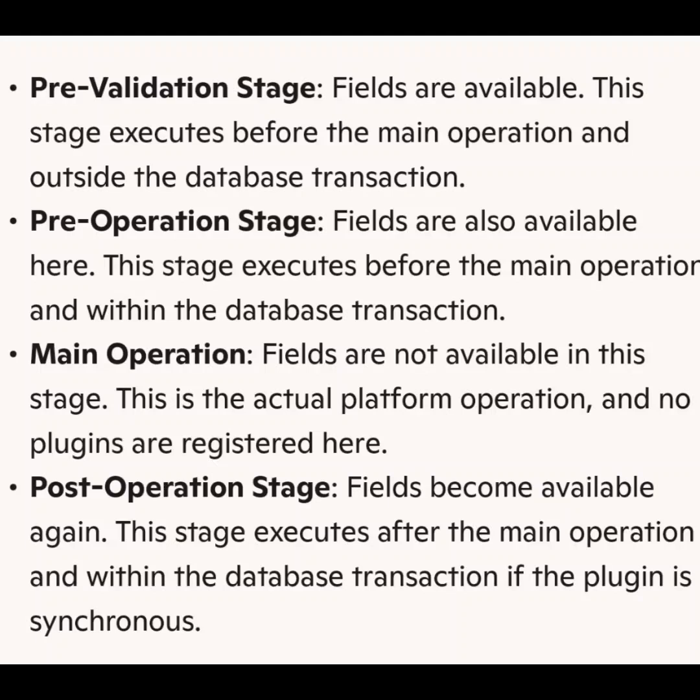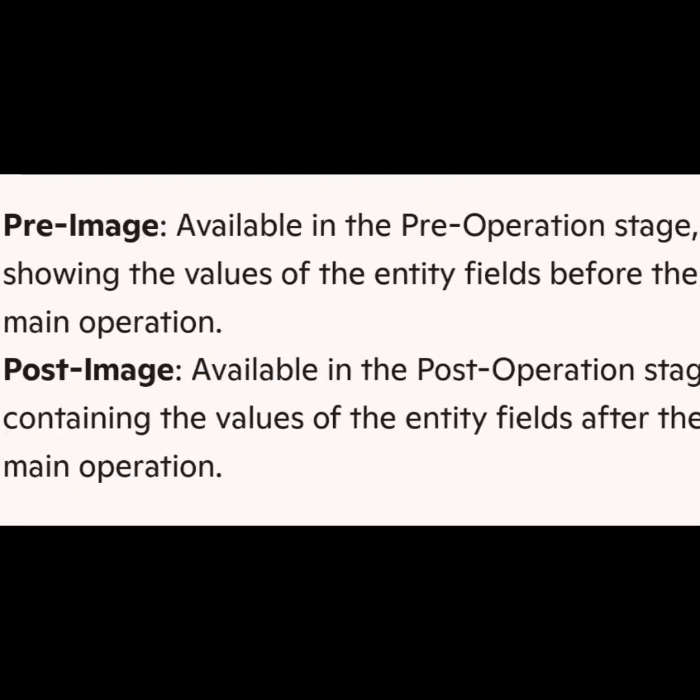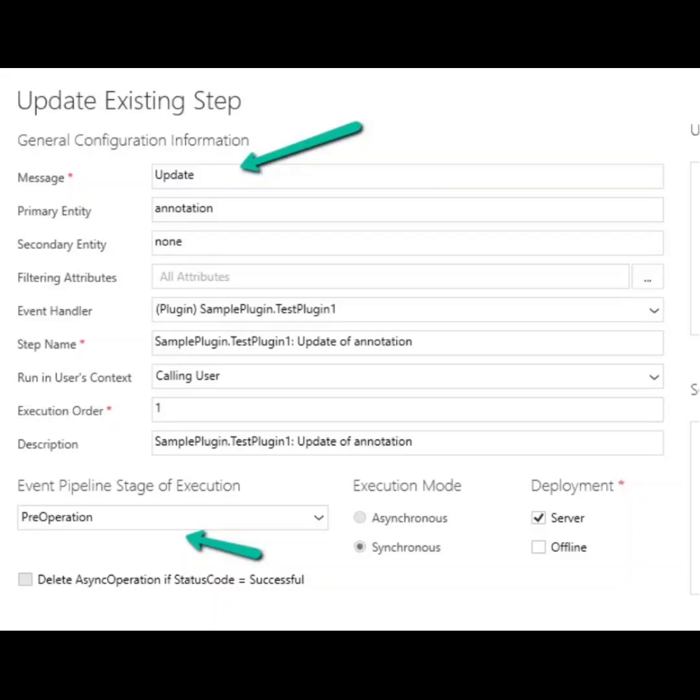Post-operation stage. Fields become available again. This stage executes after the main operation and within the database transaction if the plugin is synchronous. Also, remember, pre-image is available in the pre-operation stage, showing the values of the entity fields before the main operation. Post-image is available in the post-operation stage, containing the values of the entity fields after the main operation. Knowing the field availability at these stages is crucial for developing efficient plugins.